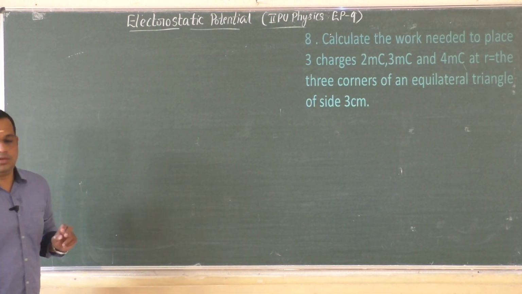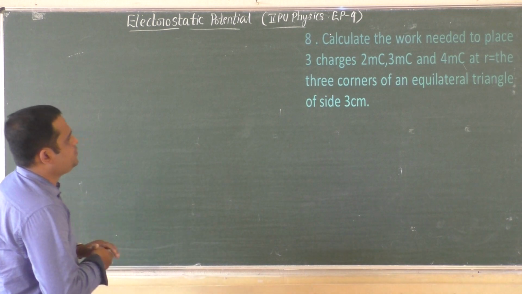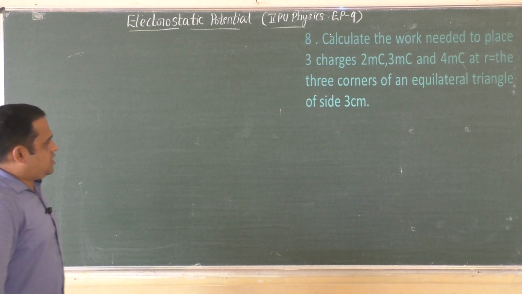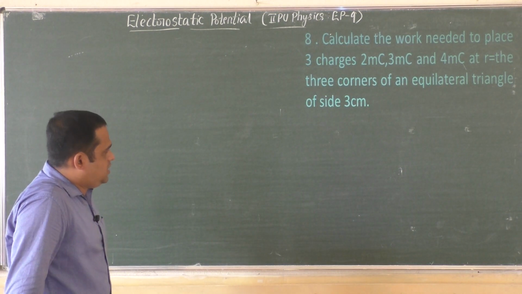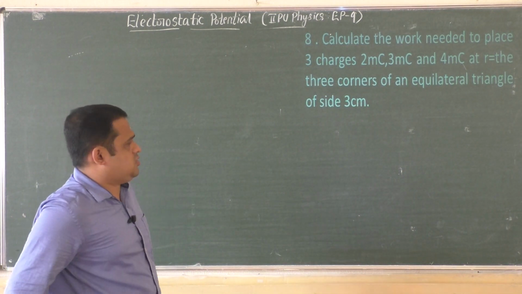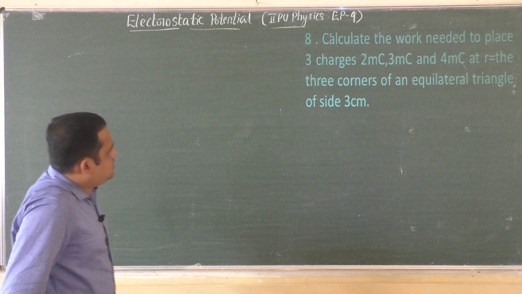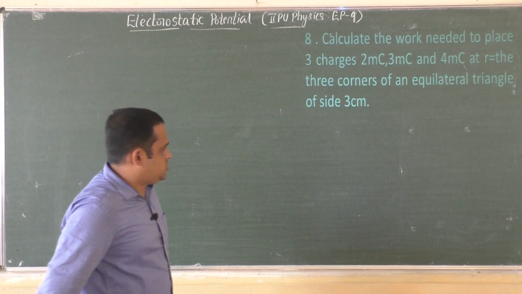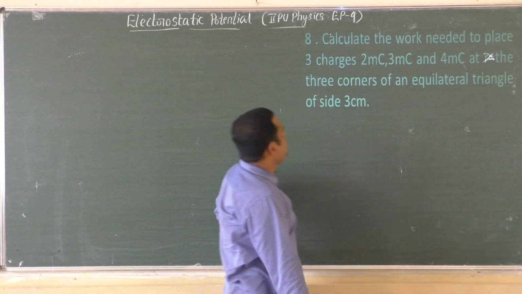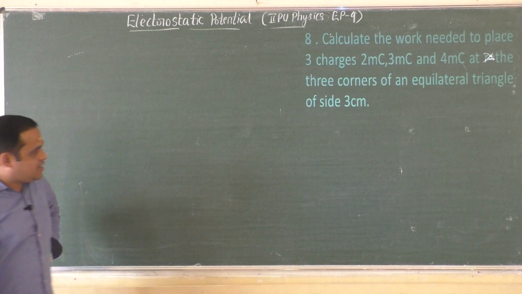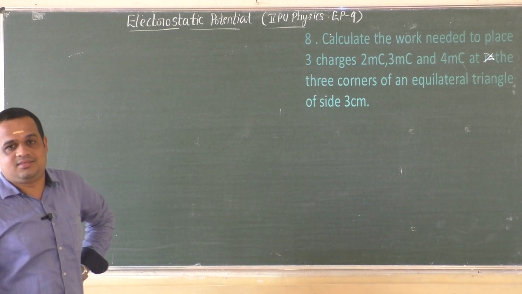Yes. This one is a very simple problem. Calculate the work needed to place 3 charges, 2 millicoulomb, 3 millicoulomb and 4 millicoulomb, all positive charges, at the 3 corners. There is a small mistake here: at the 3 corners of an equilateral triangle of side 3 centimeter.